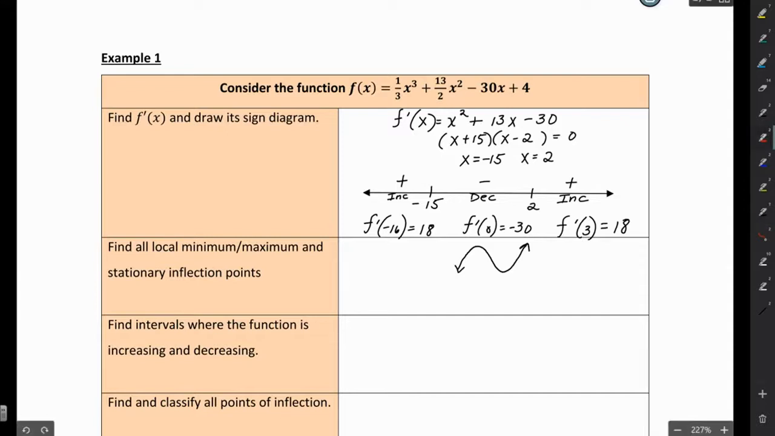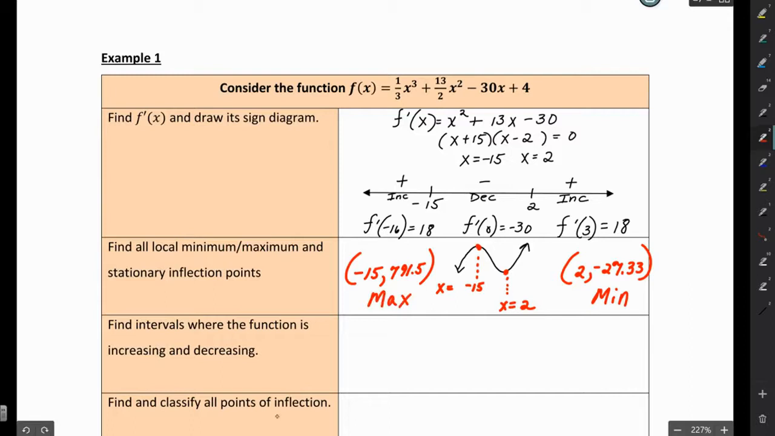So we know that we're going to have a maximum right here, and that's happening at negative 15. And then right here we have a minimum, right? And that's happening at x equals 2. So the coordinate, if we put negative 15 into our function, we're going to get a high value, 791.5. And if we put 2 into our function, we're going to get negative 27.33. So this guy is a minimum, this guy is a maximum.